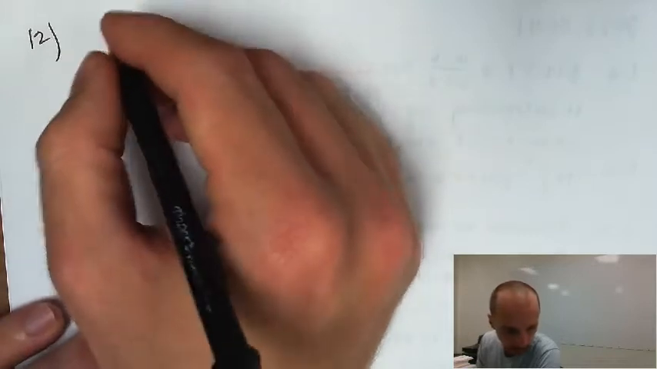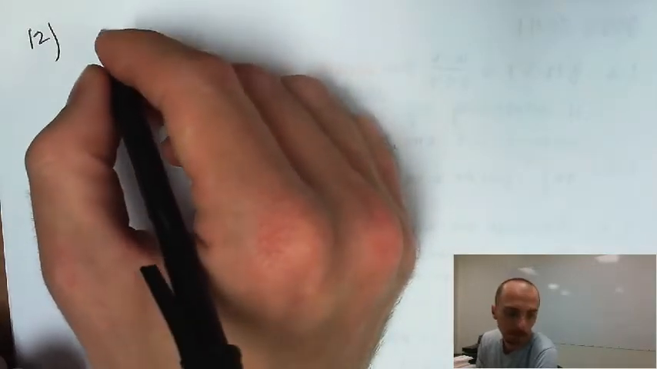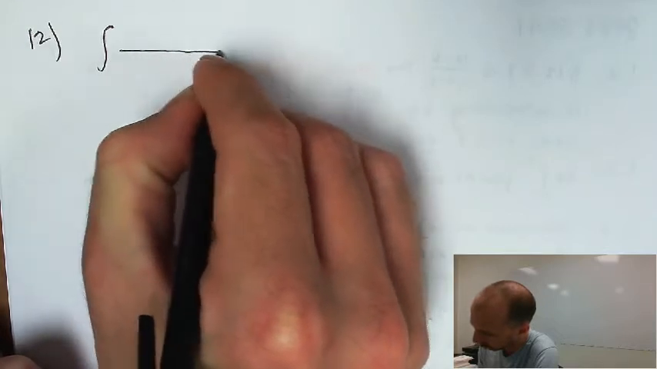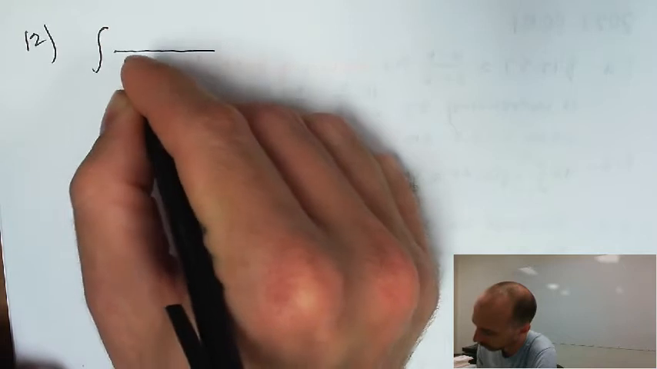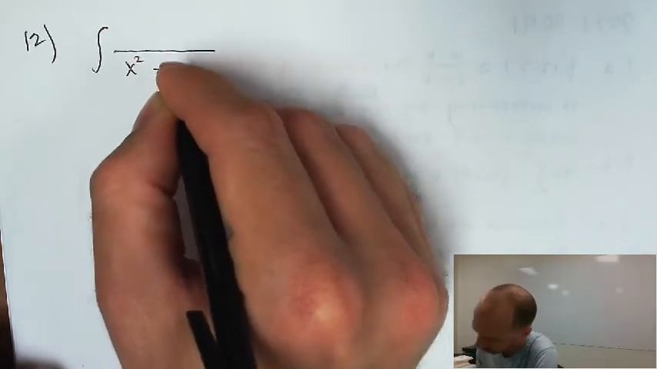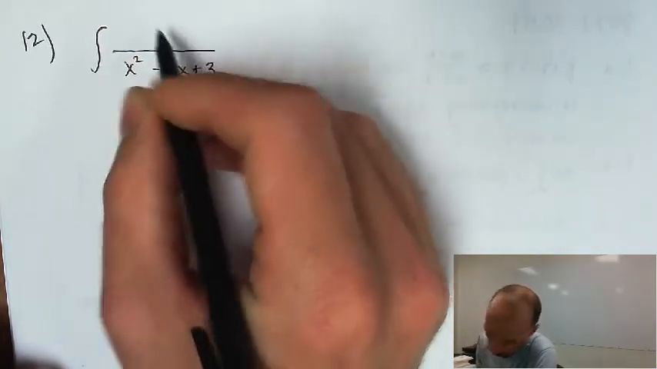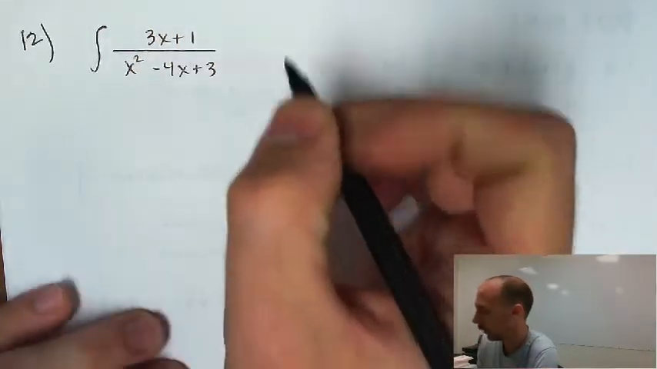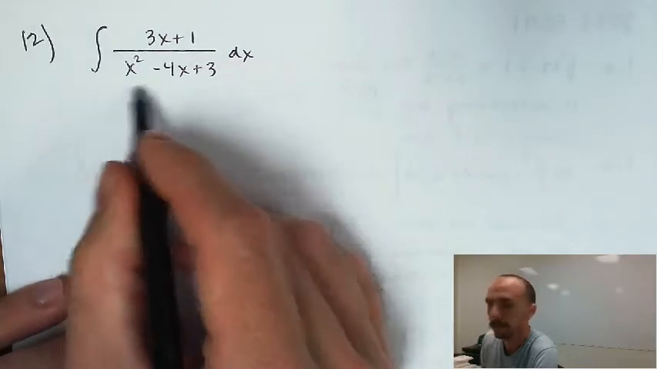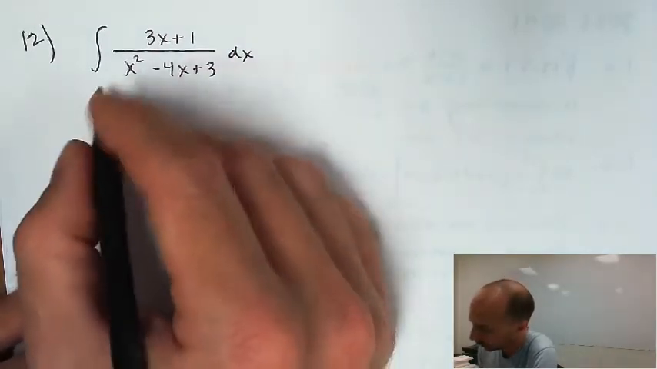Okay, number 12. I'm seeing an integral of a fraction, so I'm already thinking possibly partial fractions. I'm looking at the answer choices, and I'm saying the denominator is factorable. I'm saying this is definitely partial fractions. And 3x plus 1. All right. Yeah, I can see that the denominator is x minus 3 times x minus 1.